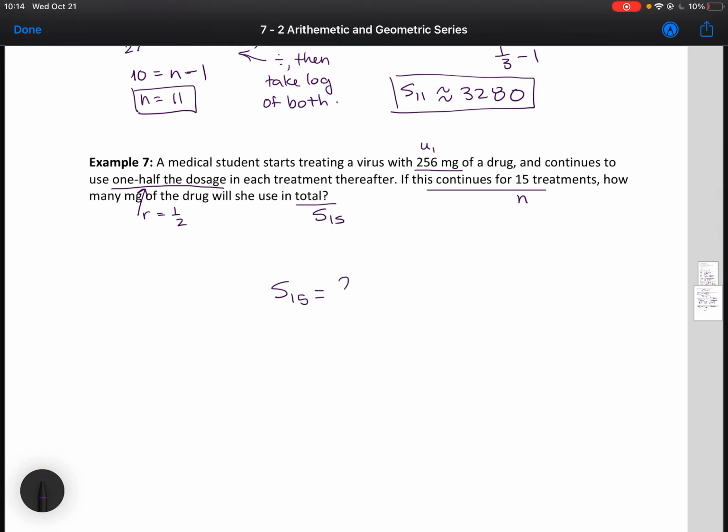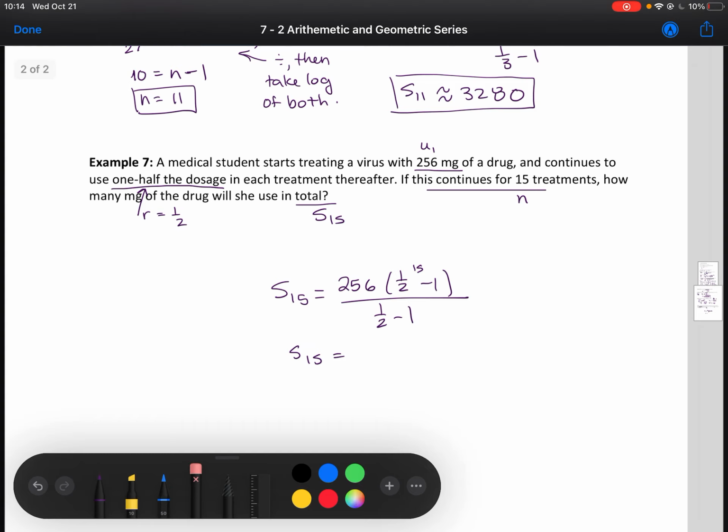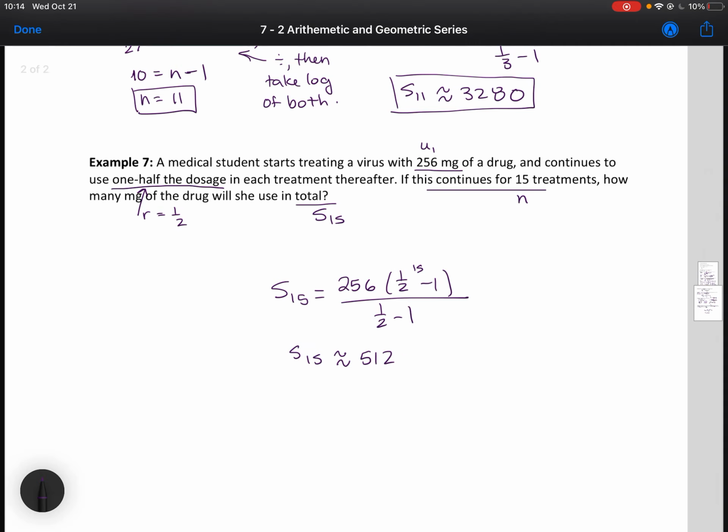All the information is given for you to plug directly into the equation. So 256 times (1/2 to the n minus 1), all over 1/2 minus 1. Evaluating that on your calculator is going to give you approximately 512 milligrams. So therefore, she would use 512 milligrams of the drug in total.